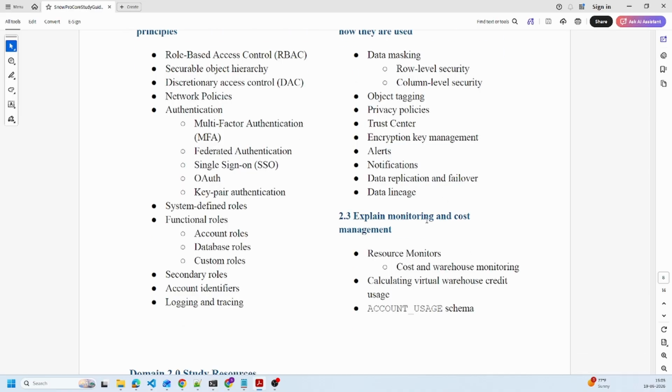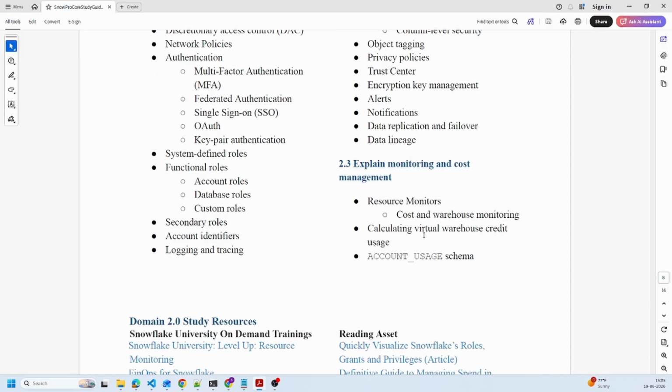Monitoring and cost management also matter a lot. Resource monitors do not consume credits, do not slow down warehouses, simply track usage and enforce limits. And yes, the exam will test that exact point. You should also know how to use the account usage schema to analyze query history, credit usage, warehouse consumption.